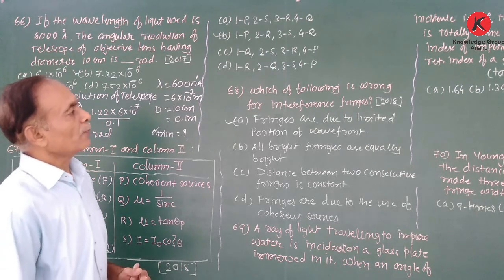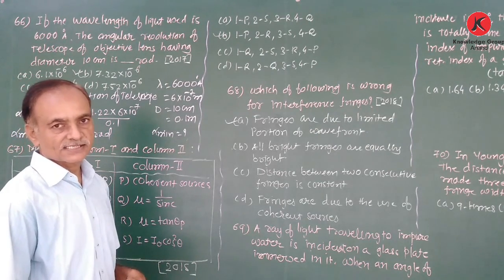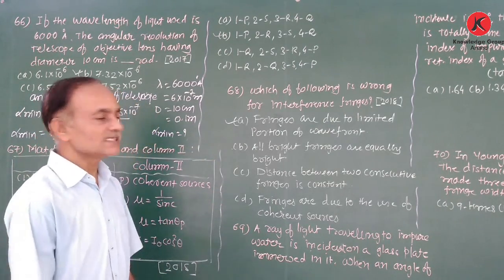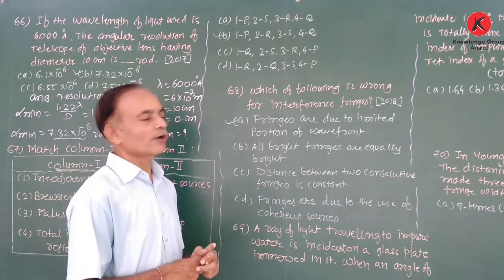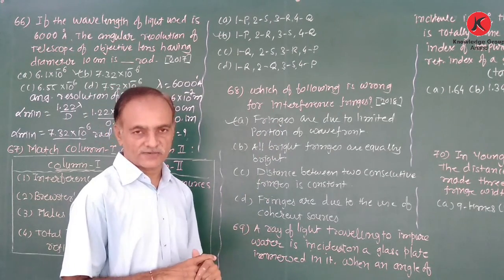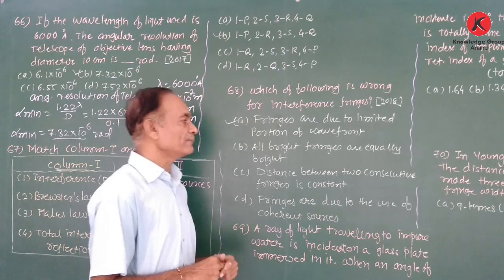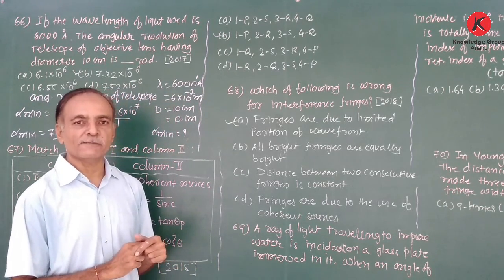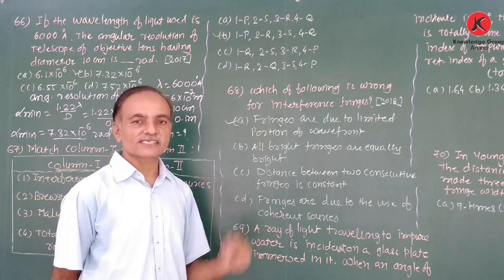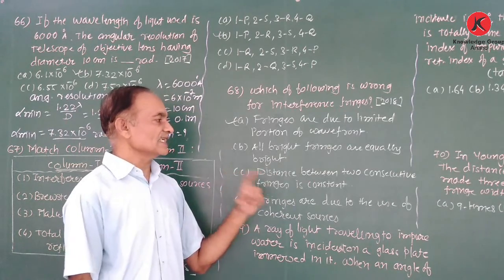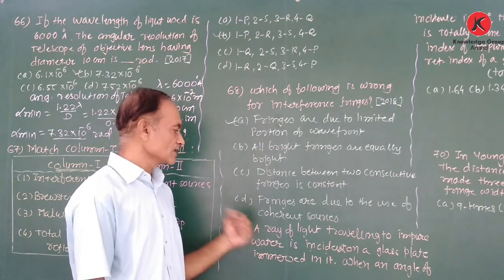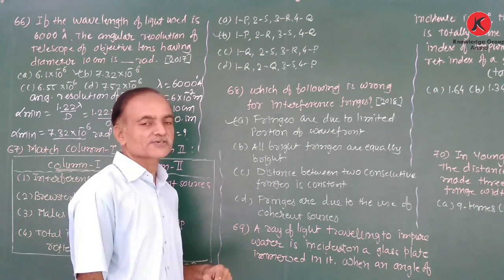Now next, which of the following is wrong for interference fringes? This was also asked in 2018. Four options are given. First, the fringes are due to a limited portion of the wavefront. Second option, all bright fringes are equally bright, because in an interference pattern the fringes obtained have equal intensity and equal separation. Option C, the distance between two consecutive bright fringes is constant. That is also right. Now fourth, fringes are due to the use of coherent sources.